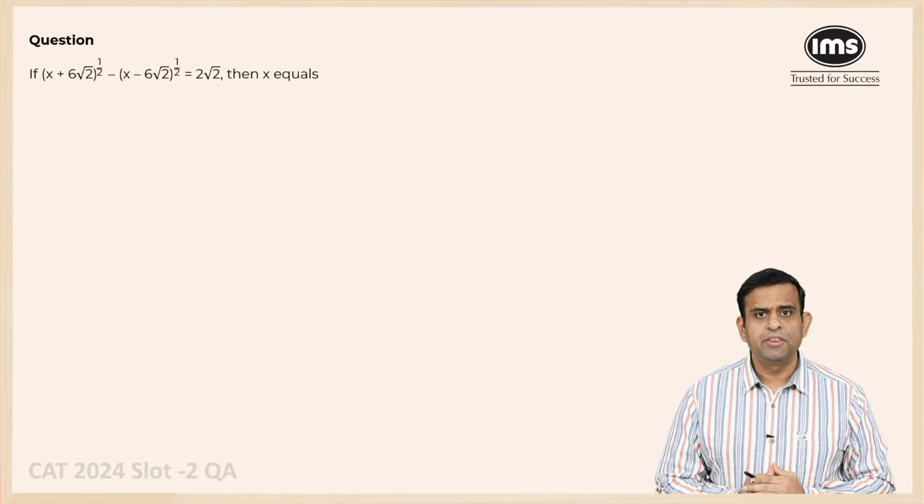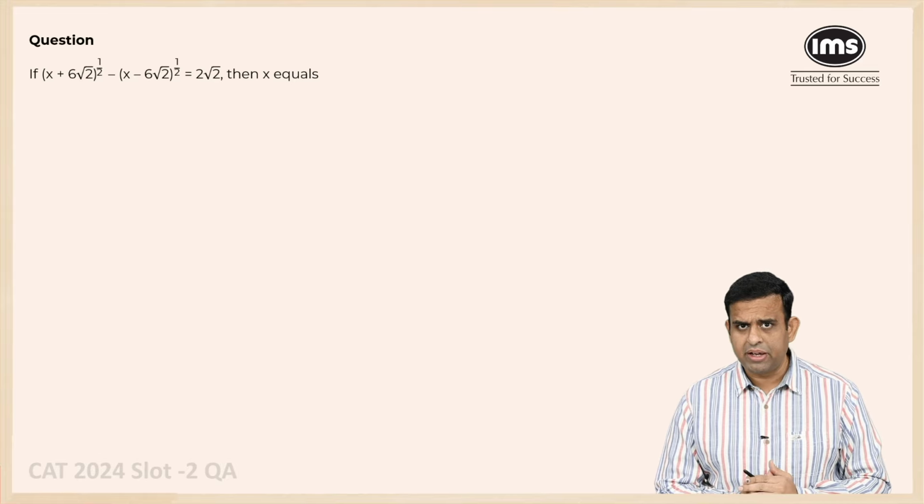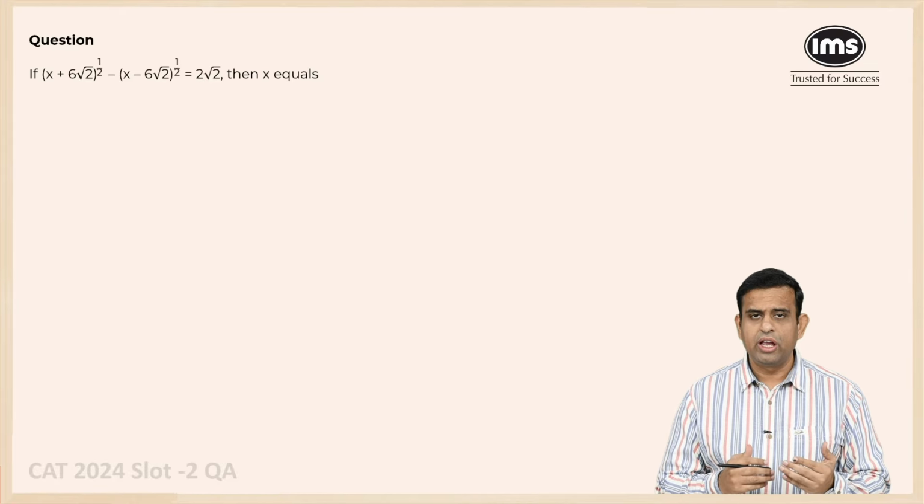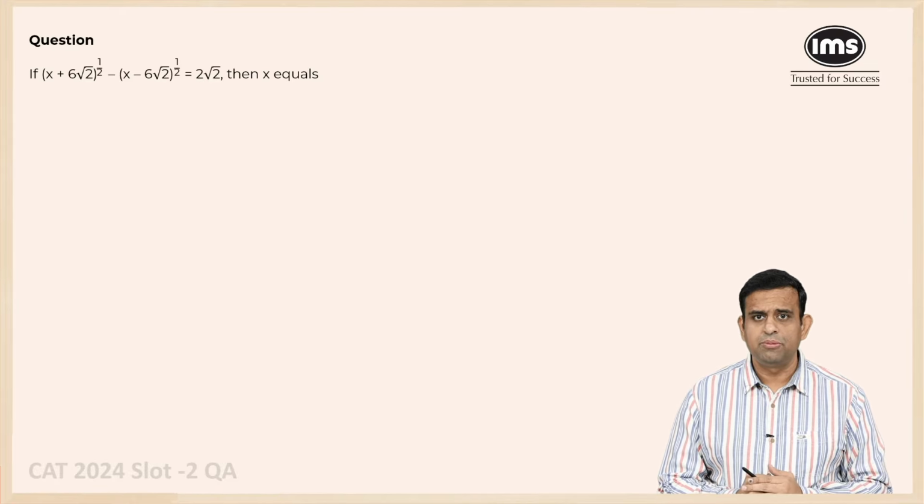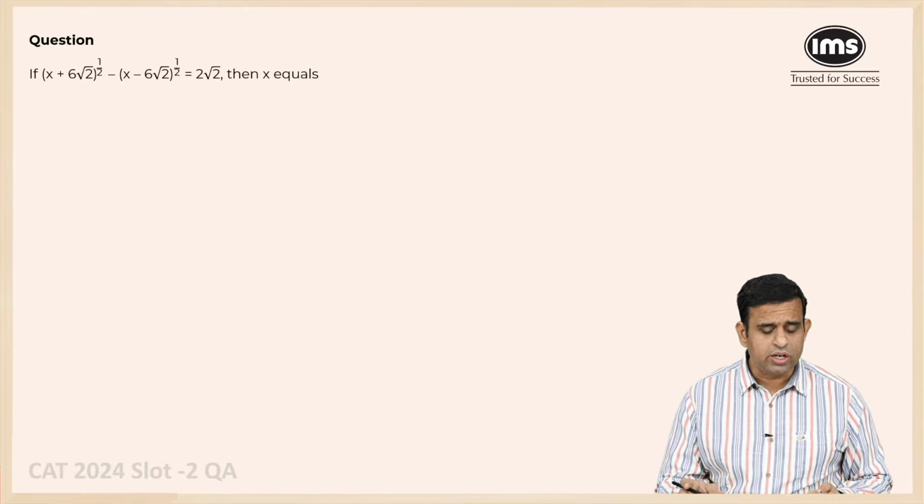In the next question, it is given that root of x plus 6 root 2 minus root of x minus 6 root 2 is equal to 2 root 2. Find the value of x. Now we can use two methods. One is the normal conventional method. The other would be using the concept of how to find the square root of a surd.